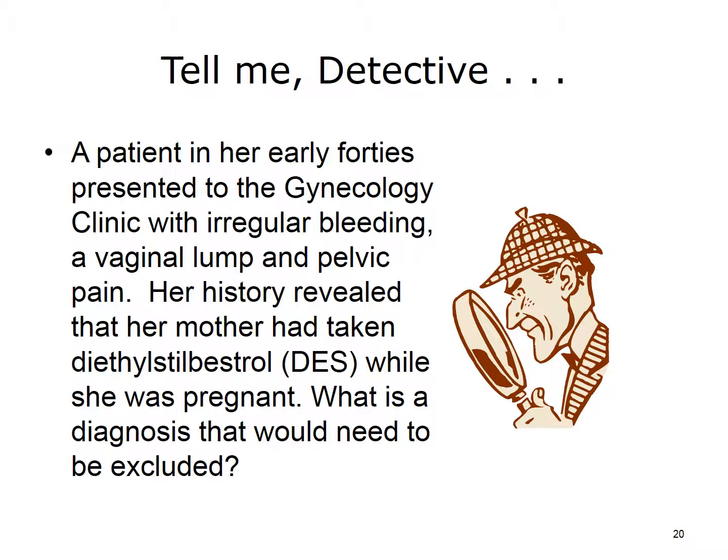Now, see if you can figure out the diagnosis. A patient in her early 40s presented to the gynecology clinic with irregular bleeding, a vaginal lump, and pelvic pain. Her history revealed that her mother had taken diethylstilbestrol, or DES, while she was pregnant. What is a diagnosis that would need to be excluded?